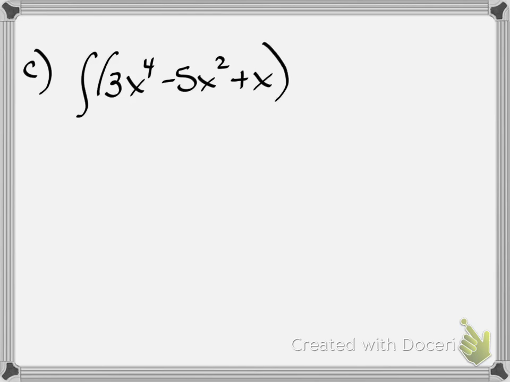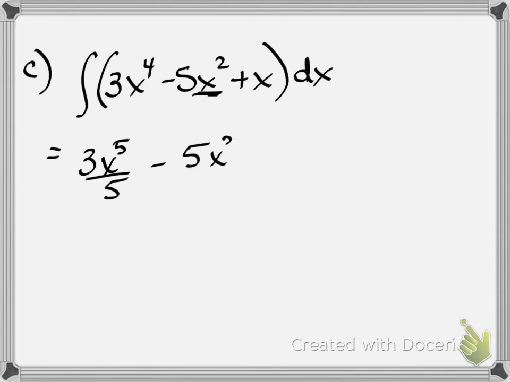Last but not least, the integral of 3x to the 4th minus 5x squared plus x dx. I'm not going to move these out this time. Let's just think about integrating each piece. So it's 3. The integral of x to the 4th is x to the 5th over 5. Minus 5. The integral of x squared is x to the 3rd over 3. Plus x would be x squared over 2 plus c.